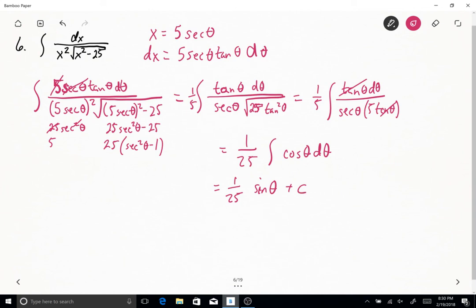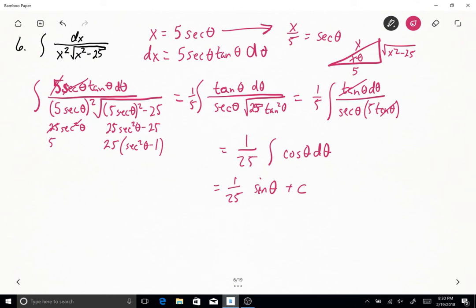Plus some constant c. So now, if we have x equals 5 secant theta up here, notice we get x over 5 equals secant theta. Remember, that's going to be hypotenuse over adjacent. So if we have our theta sitting right here, hypotenuse is going to be x, our adjacent side will be 5. That means the other side is the square root of x squared minus 25.